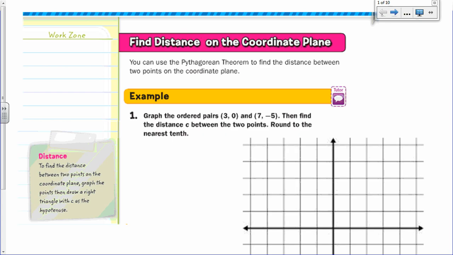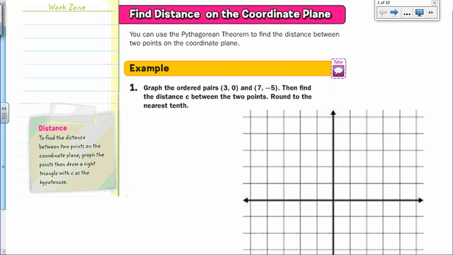So, the very first example, it says we can use the Pythagorean theorem to find the distance between 2 points on a coordinate plane. So the very first thing we want to do is, if you look over here at this reminder, kind of a helpful hint, it says to find distance between 2 points on a coordinate plane, graph the points and draw a right triangle with C as the hypotenuse. So if you're given that graph, plot your points and create that right triangle. Remember, Pythagorean theorem only works with the right triangle.